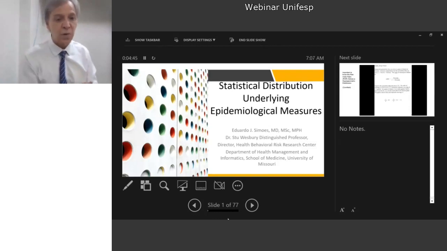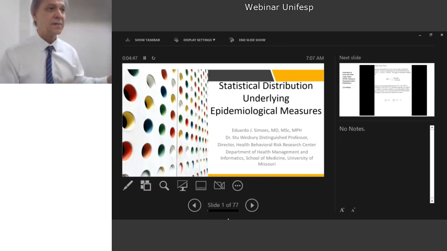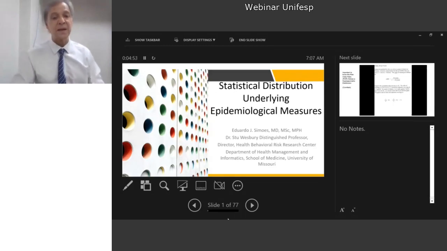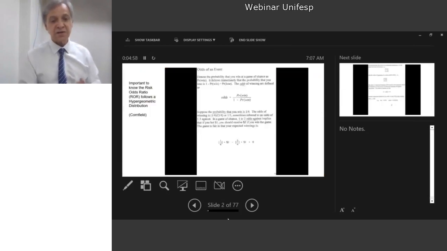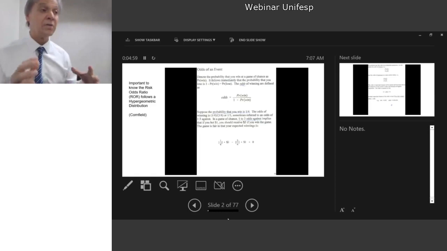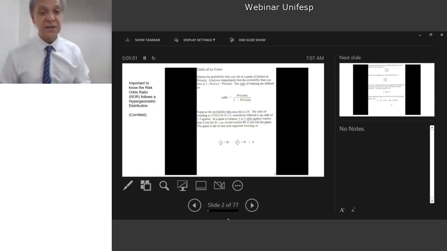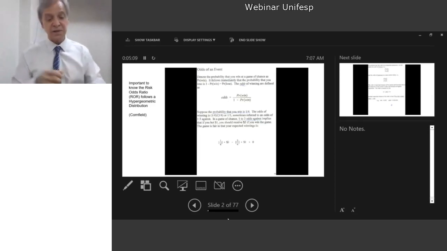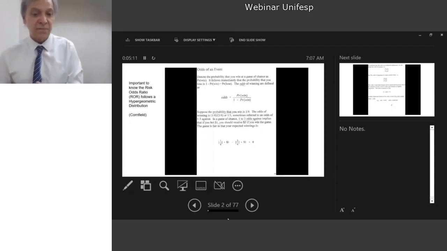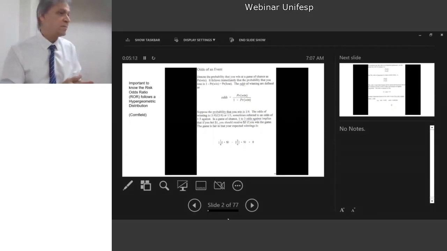But let me go back to where we started and finished last session yesterday. And let's go over a little bit on the statistical distribution underlying the epidemiological measures. Okay. So yesterday we left off on the odds ratio. And the odds, again, I always use the analogy of a poker game or gaming. The odds is the probability of you winning in a game versus the probability of not winning.